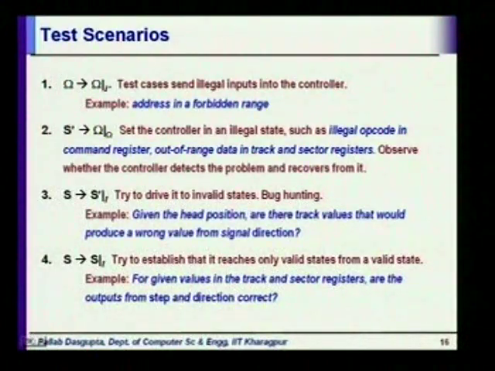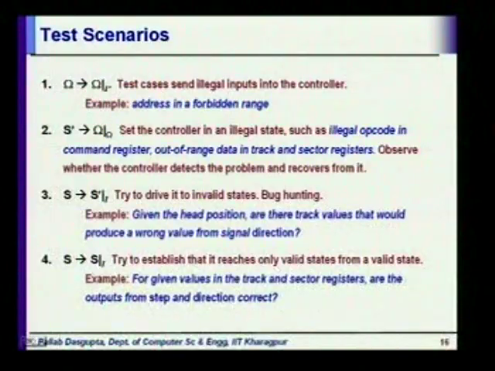So, similarly, disk controllers also maintain that direction, and it is the same algorithm that is followed in terms of the movement of the head across the tracks. So, what we are trying to see here is, given the head position, are there track values that would produce a wrong value from signal direction. So, that is kind of trying to test whether there is a bug in those behaviors.